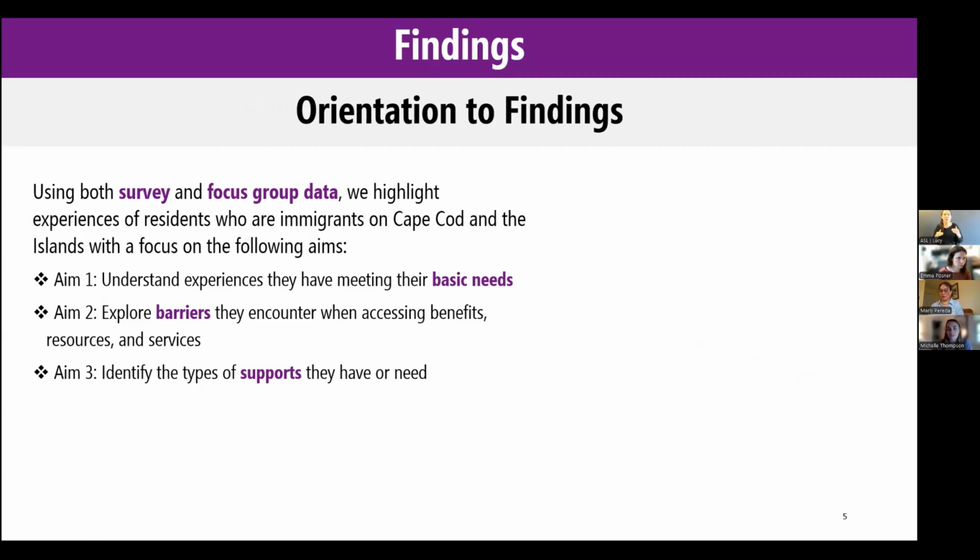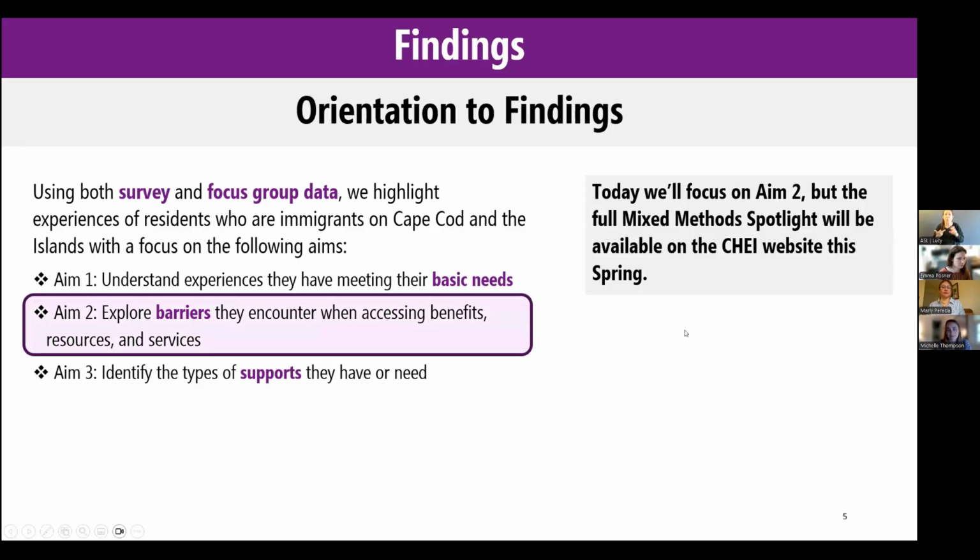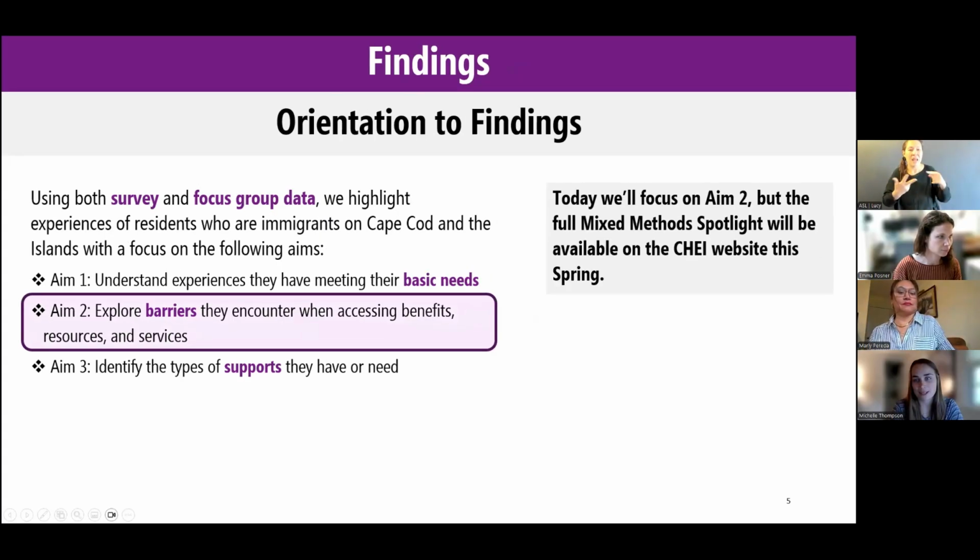In the full version of this mixed method spotlight, we present data to highlight the experiences of residents who are immigrants on Cape Cod and the islands, and it focuses on 3 aims. 1, their experiences meeting their basic needs. 2, the barriers they encounter when accessing benefits, resources, and services. And 3, the types of supports they have and need. In the interest of time today, we'll just be looking at that second aim that focuses on barriers. As we talk through aim 2, I'll be presenting our survey findings, and then Marley will present our focus group findings. So we'll get into it.